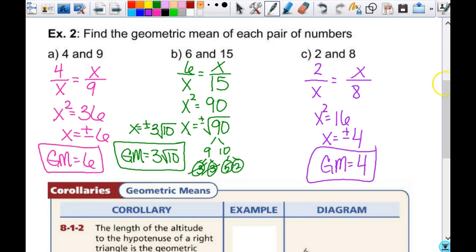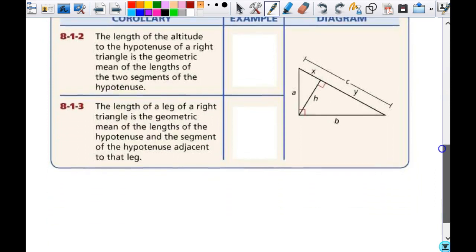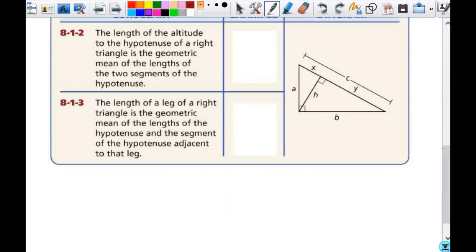Okay. So here are some geometric mean corollaries. The first one says, the length of the altitude to the hypotenuse of a right triangle is the geometric mean of the lengths of the two segments of the hypotenuse. Anybody want to explain to me what that means? No, it's a lot of words, right? Okay, so let's break this down and think about what it actually means. We're going to do that by using these blue triangles that you have, and setting up some proportions before we ever even go back and reread that.